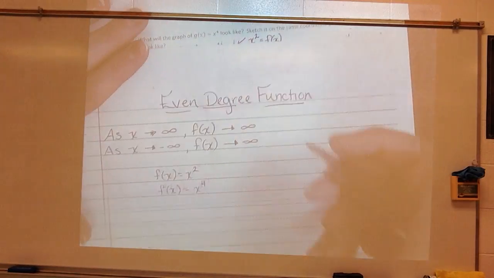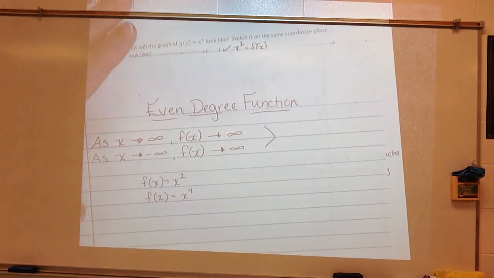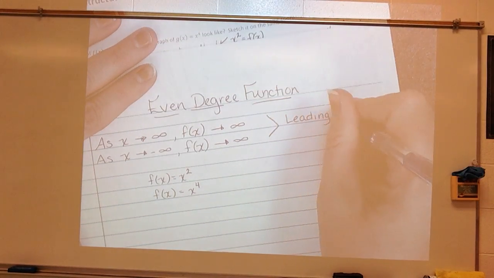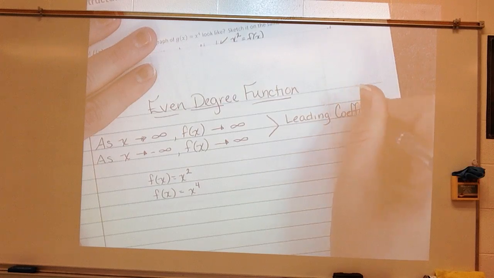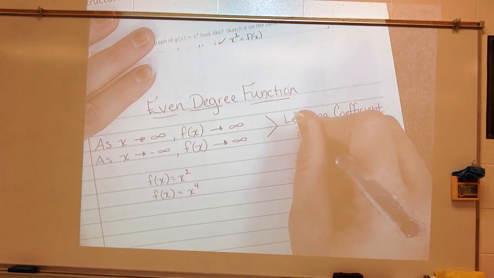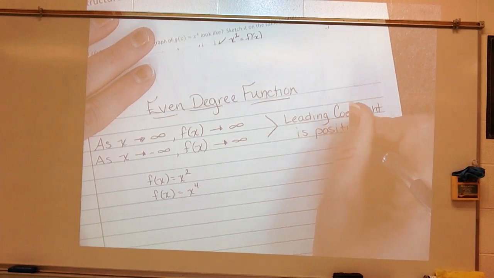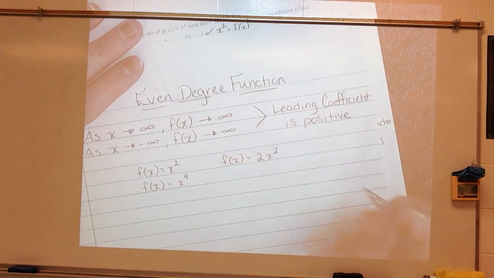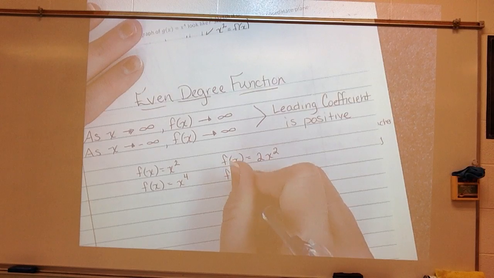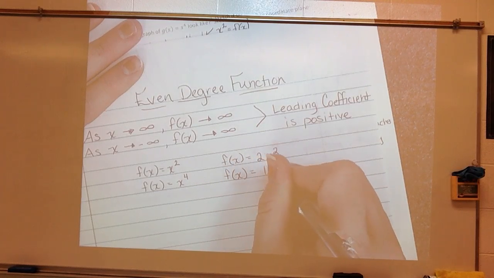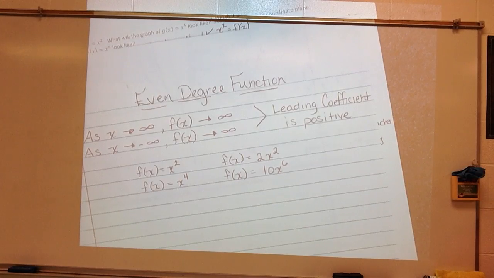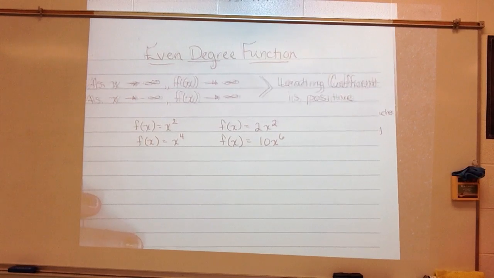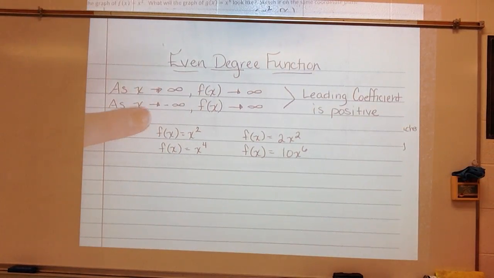So, this right here only goes if the leading coefficient is positive. So, f of x is equal to 2x squared. F of x is equal to 10x to the 6th. As long as that leading coefficient, that number at the beginning, is positive, this is what I'm going to know about my graph.